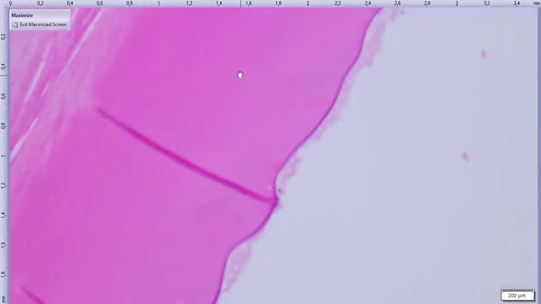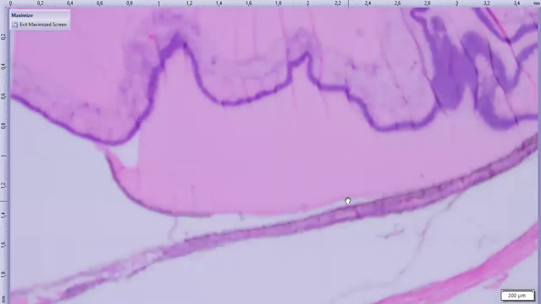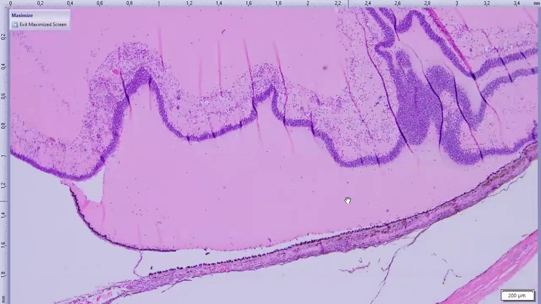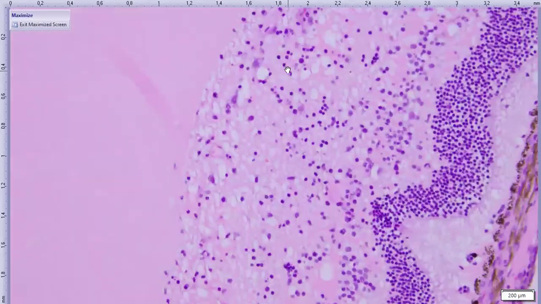Whoop, but not there. Here we go. Here's our posterior migration of our lens epithelium. So a subcapsular cataract in this case. The retina and optic nerve, like I said here, it's a little bit detached with more of that high protein fluid underneath it. And there's a little bit of a similar cellular infiltrate in the retina, some neutrophils, lymphocytes, plasma cells scattered and perivascular here.